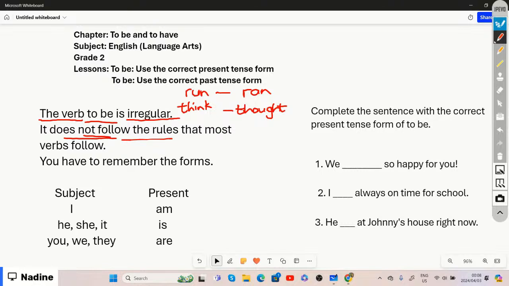So these verbs are irregular, right? It doesn't follow any rule, because run changes to ran. As we can see, this letter in the middle has changed. But if you look at the word think and the word thought, the whole wording has changed, so there's no rule that follows. And that is irregular verbs, which means that the verb to be is irregular. So it doesn't follow any rules that most verbs follow, so you're just going to have to remember it, right?